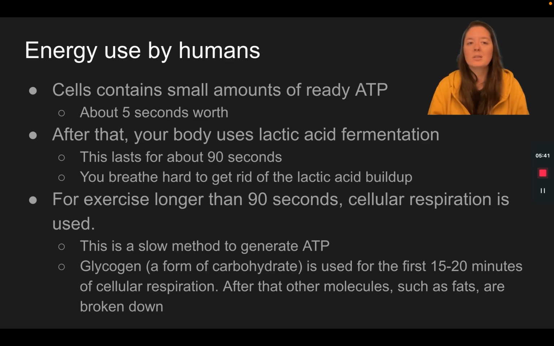Humans also go through fermentation, that lactic acid fermentation, and all cells contain a small amount of ready-to-go ATP, but it's only about 5 seconds worth. So after those 5 seconds, your body needs to use lactic acid fermentation, and that can last up to 90 seconds, so a little bit longer.